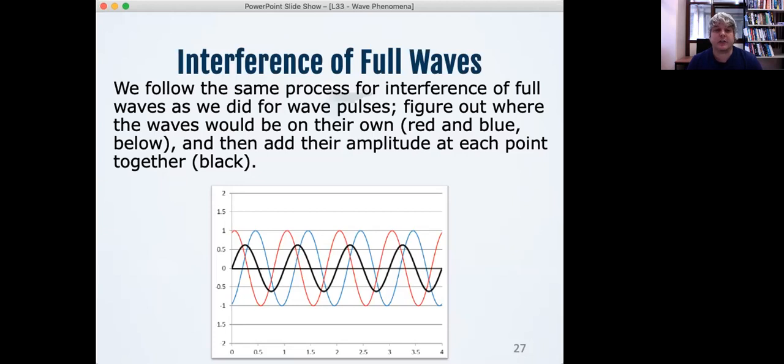The one in the worksheet, I believe, is a bit more complex. You'll have to choose a bunch of points for that one. But that's the whole process. You just go along and you say, well, this wave is trying to move it up this much, this one's trying to move it up or down this much, add them together, there's the result. So that black line is the resulting waveform, the superposition of those two waves.